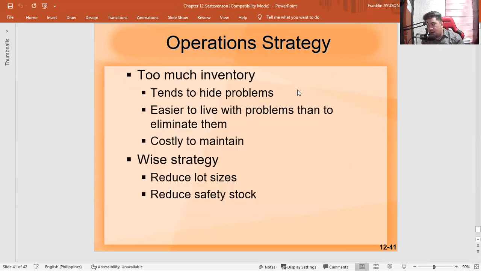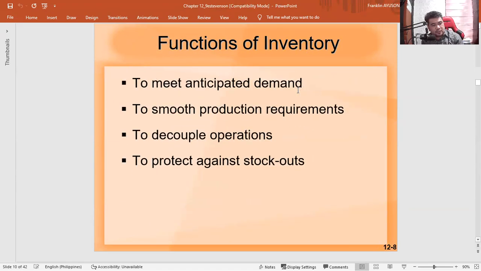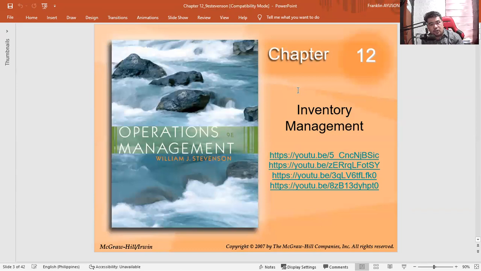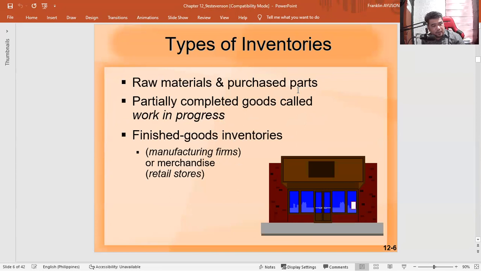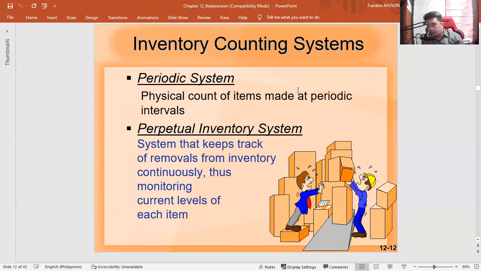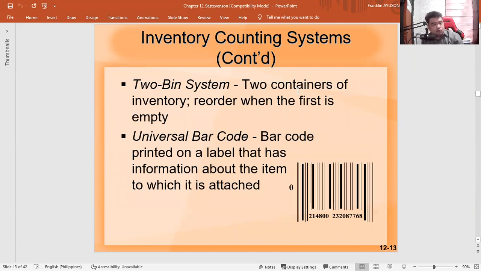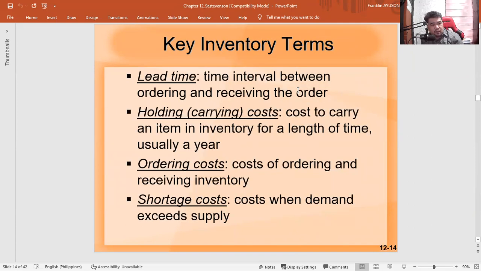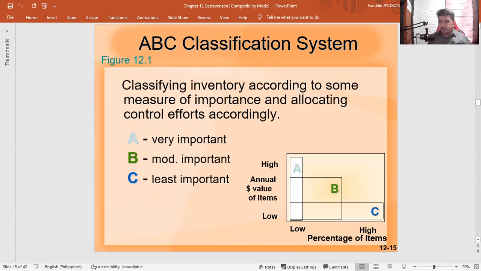So basically, that's it for our part 2 of our discussion for inventory management. There will be some additional videos that will be used to elaborate some of the items that we discussed. In particular, for example, the types of inventory, yung mga latest with regards to modernizing our inventory management. Yung mga two-bin system, I have some video regarding that. Yung mga ABC classification system.